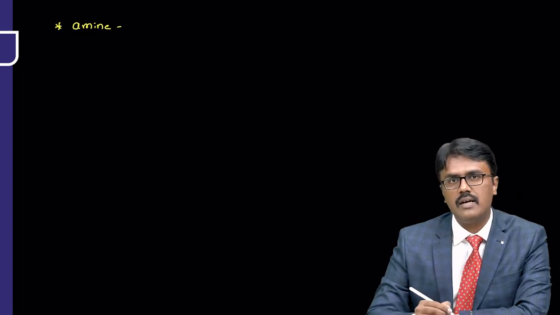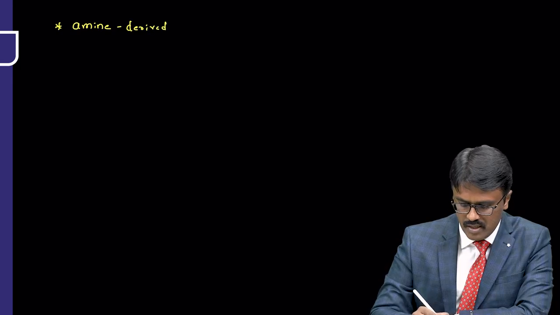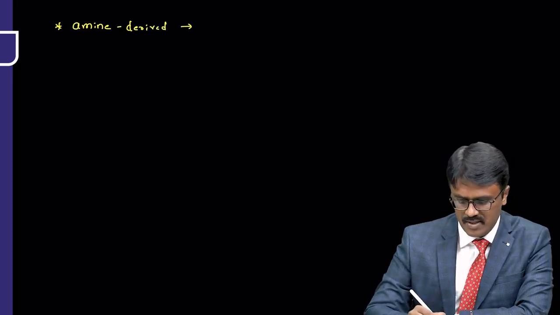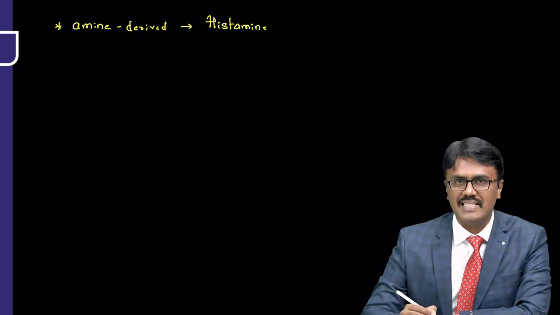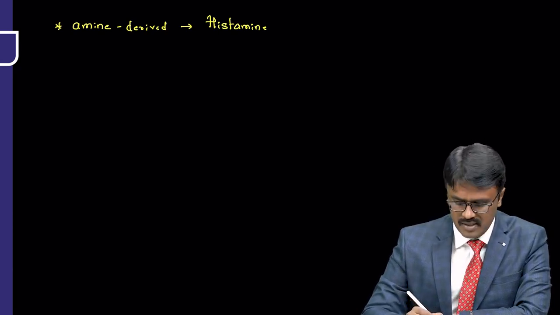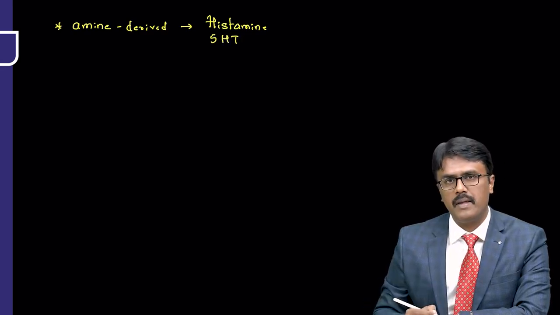So they are called amine derived. Can you take a guess what are the amine derived? Yes, obviously it is what we are discussing, histamine. And one more is serotonin. What is the other name for serotonin? It is also called 5-hydroxytryptamine.